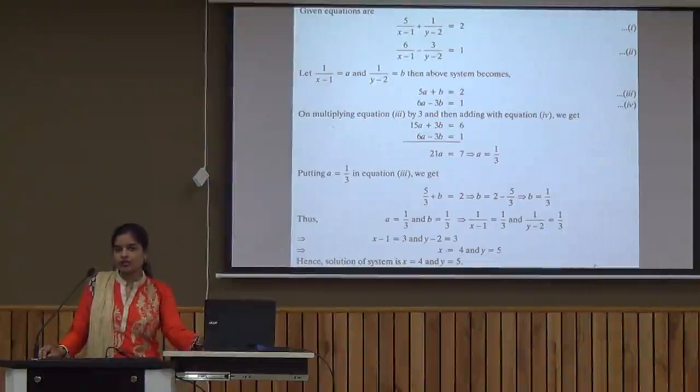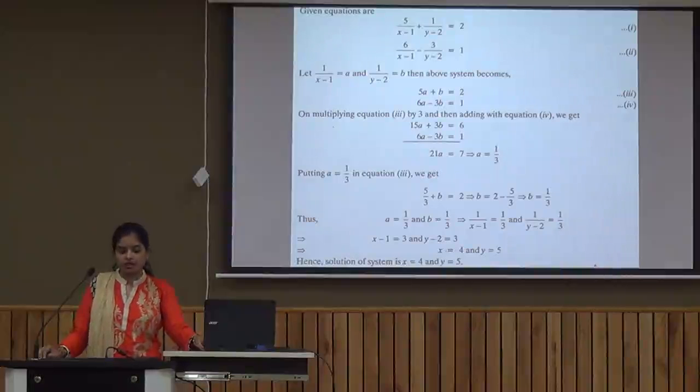Now it's up to you. You can use any of the three methods, elimination, substitution and cross multiplication, to solve these equations. Here we are using the elimination method. So we have to multiply the first equation by 3 and then adding with the third equation. So we will get 15a plus 3b equal to 6 and 6a minus 3b equal to 1. Now adding both the equations, we will get the value of a as 1 by 3.